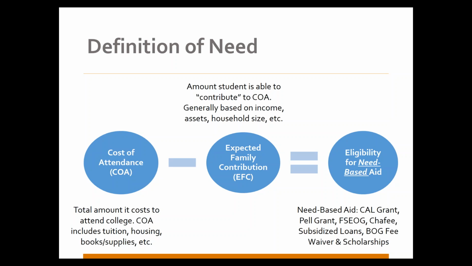And need-based aid includes Cal Grant, Pell Grant, Chafee, subsidized loans, fee waivers, and some scholarships. Therefore, the lower the EFC, the more aid the student will receive. So this formula will be the cost of attendance minus expected family contribution equals the remaining need. Next slide.